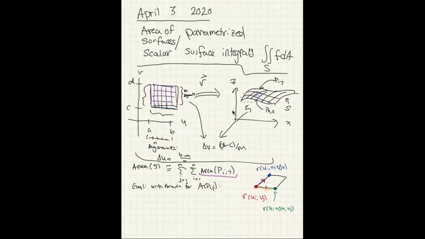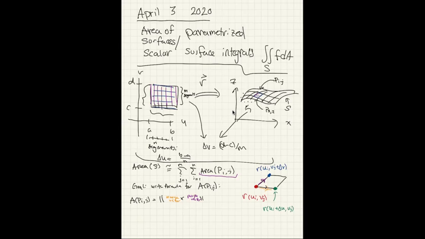So now I'm going to write the area of P i j is the magnitude of a cross product of the orange vector cross the purple vector. Okay, so we're doing that. I hope nothing's too radical here.